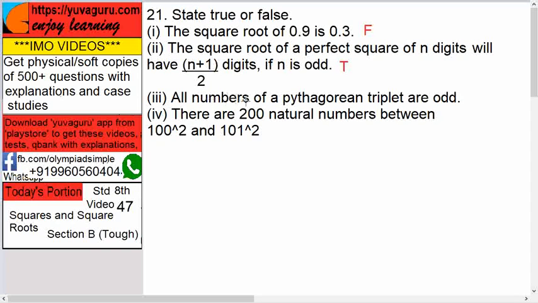Next, all the numbers of a Pythagorean triplet are odd. What is a Pythagorean triplet? This is a Pythagorean triplet.